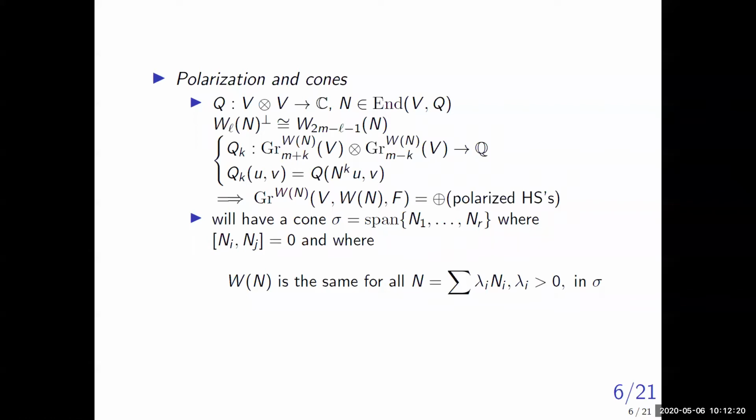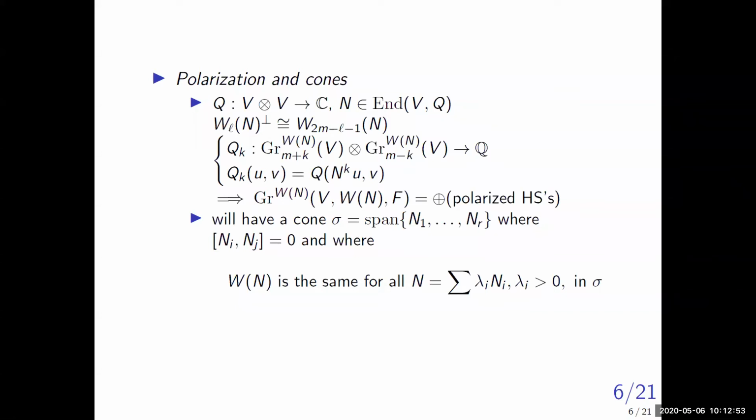From the hard Lefschetz property, one then infers that these bilinear forms from the associated graded of weight m plus k tensor weight m minus k to Q, those bilinear forms are non-degenerate. And what one finds as a consequence of this is that the associated gradeds of a limiting mixed Hodge structure are a direct sum of polarized Hodge structures.